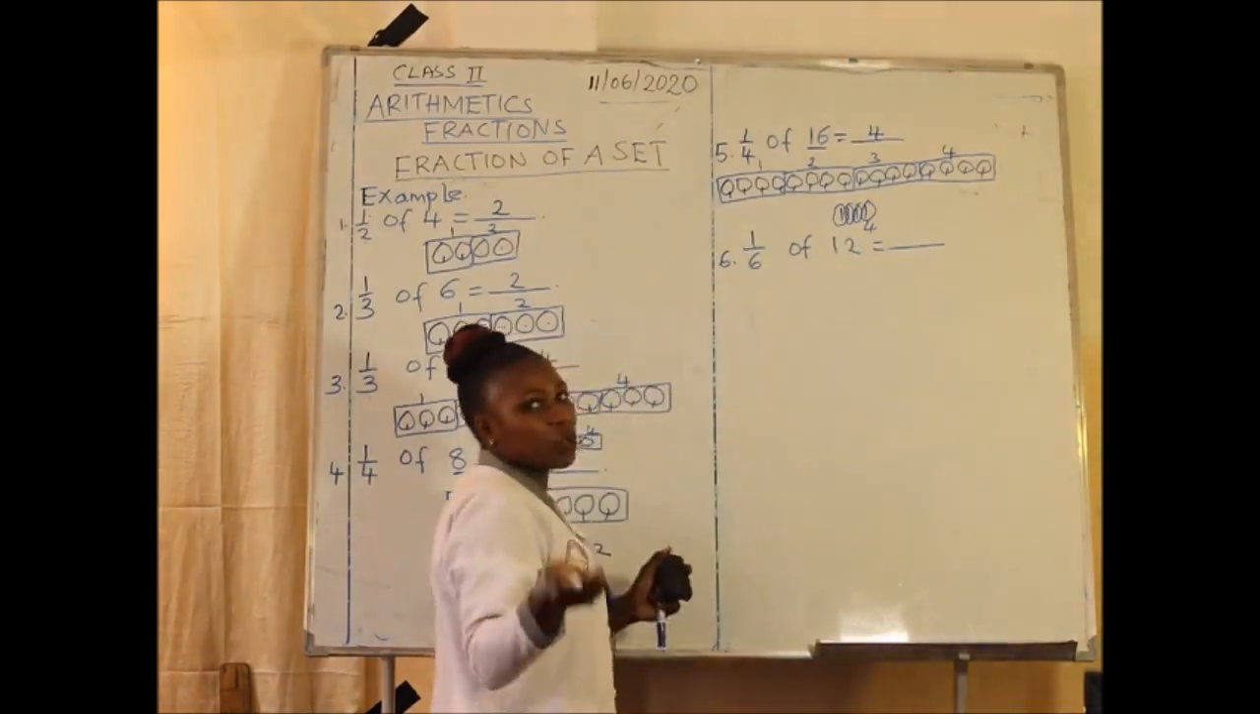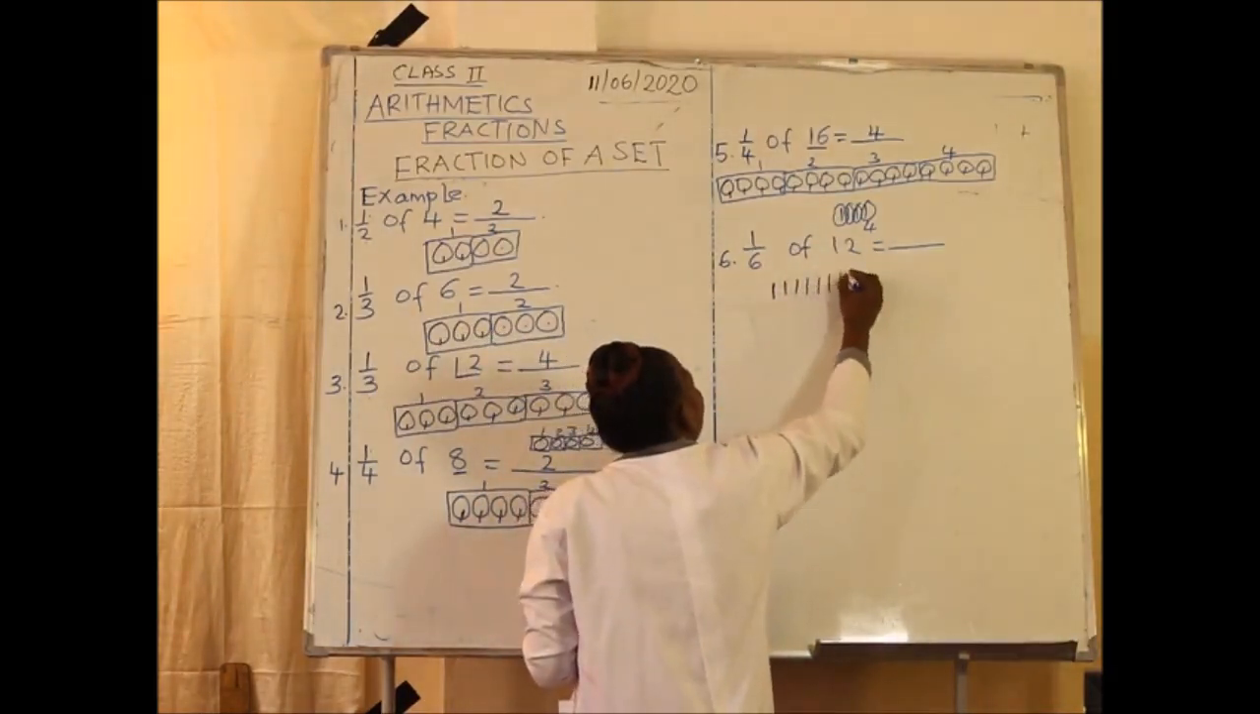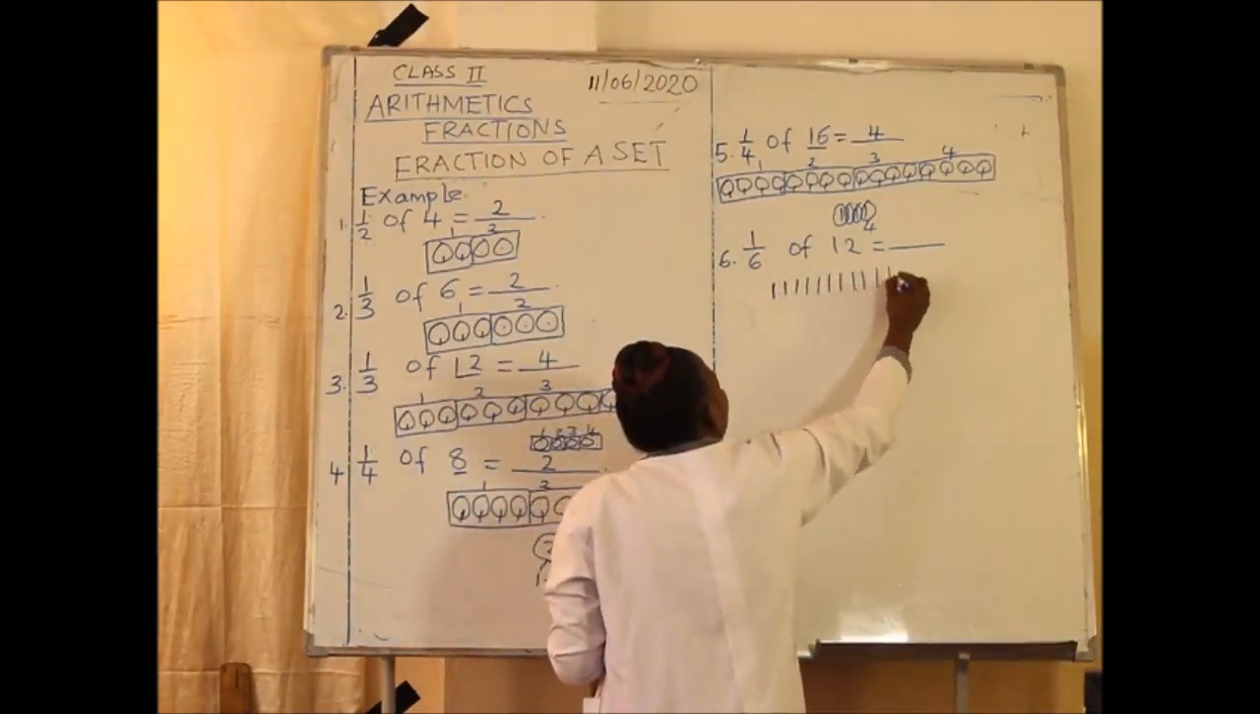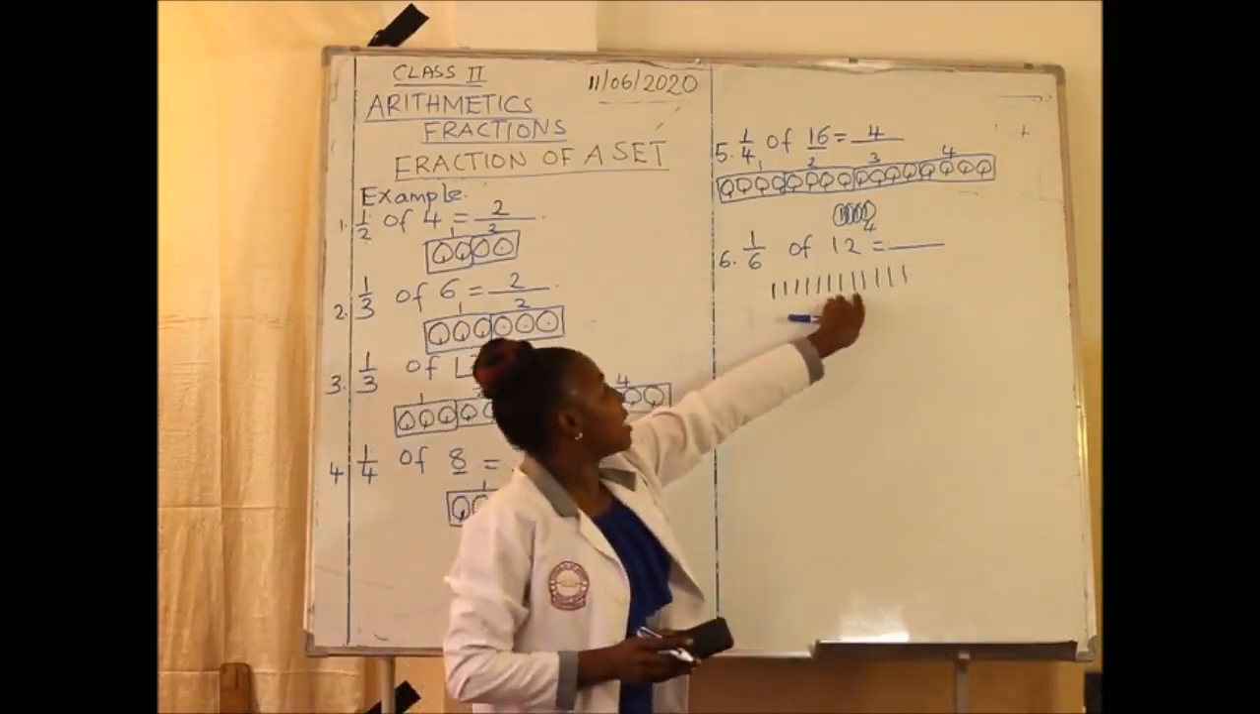So here I decided to use sticks. Maybe I have to use sticks like this. 1, 2, 3, 4, 5, 6, 7, 8, 9, 10, 11, 12. Now, these are the numbers of items.